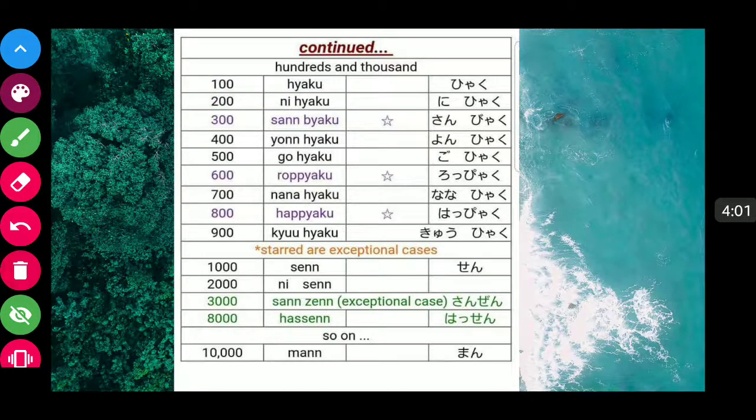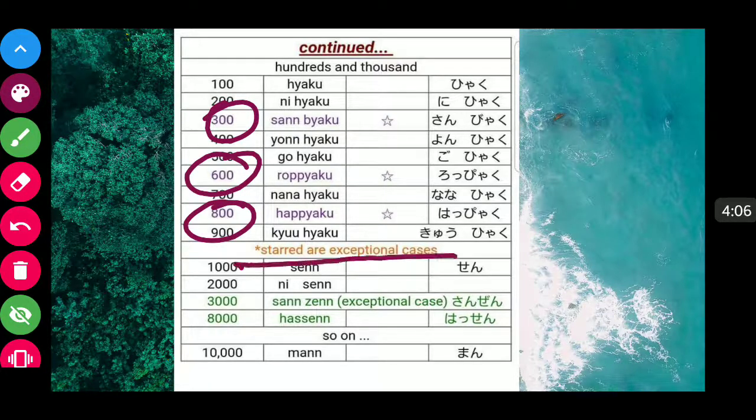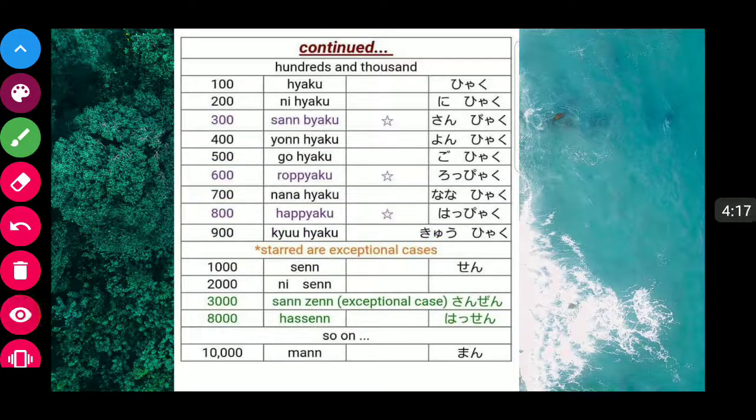But it's different for 300, 600 and 800. These are exceptional cases. That's why the way we read 300, 600 and 800 is completely different. Look here now. 300 is called sanbyaku, 600 is called roppyaku, and 800 is called happyaku. These are special, exceptional cases. Please remember them.